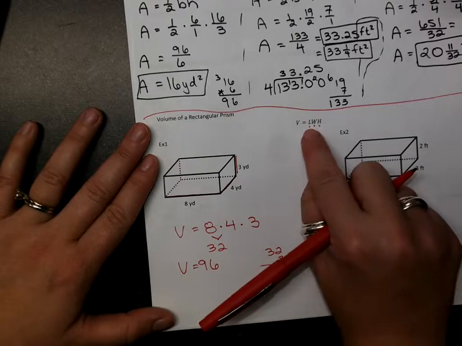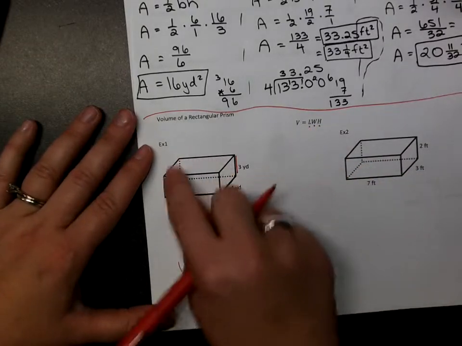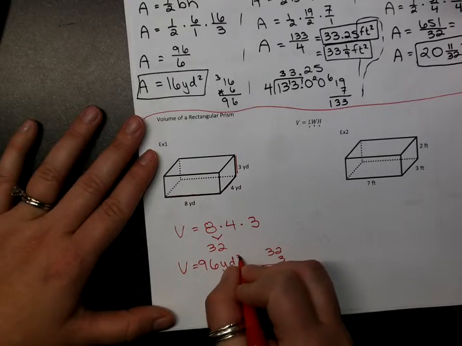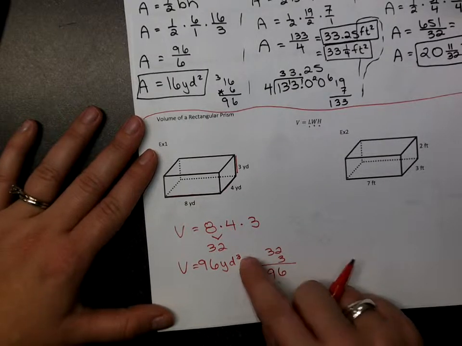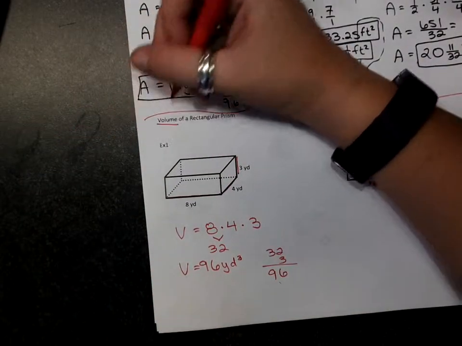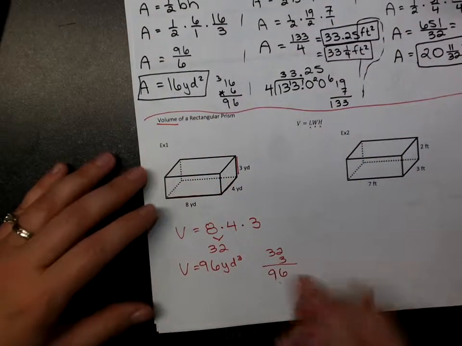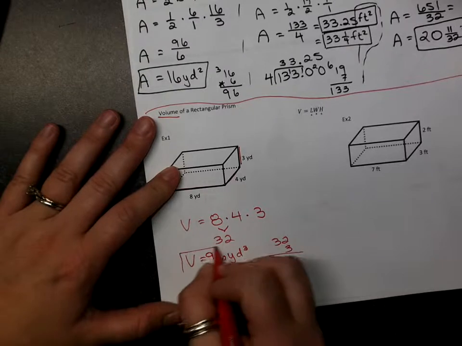Now because we have 3 dimensions here, this is a 3-dimensional figure, it's going to be the units to the 3rd power. So volume is 3-dimensional. 1, 2, 3. So our answer is to the 3rd power.